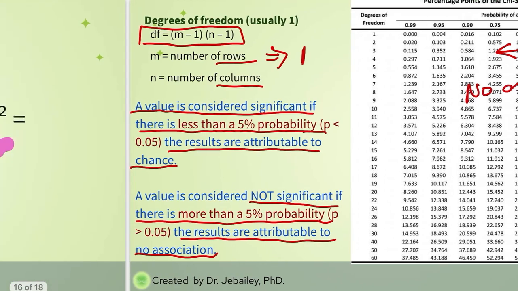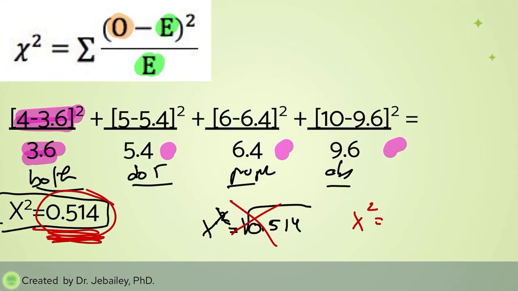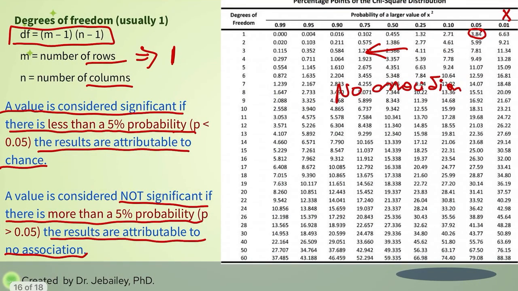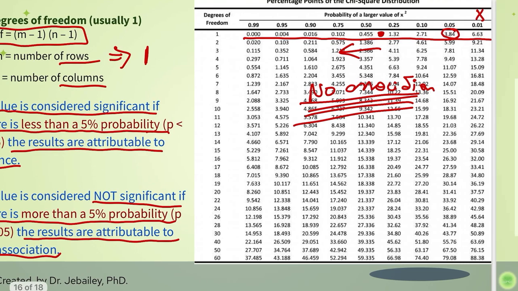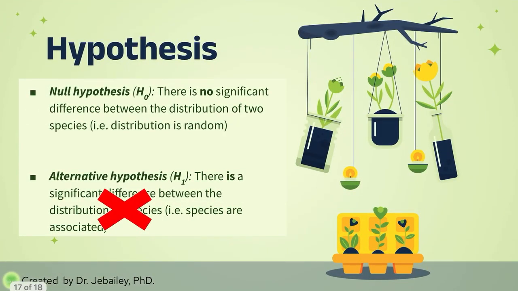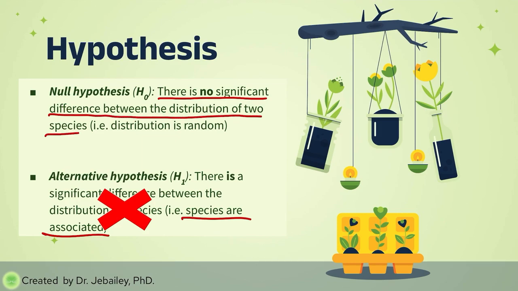In this case, the number we have is 0.514. So we have to look at this row here to see where it falls, and 0.514 falls somewhere here, which means there was no association whatsoever. So with that, we do reject the alternative, because the alternative says that the species are associated, and they're not. So that means there is no significant difference between the distribution of the two species. That means the distribution was random. And this is how we do the chi-square.